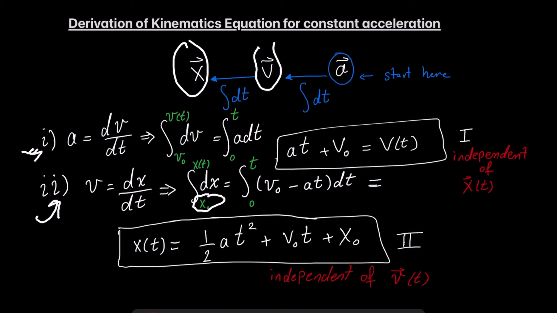So this will take us to the second kinematics equation, which is x of t equals 1 half a t squared plus v naught t, v naught being the initial velocity, plus x naught. And this equation's feature is that it's independent of v. The first one was independent of x. So you'll see when we use these, this information becomes useful.